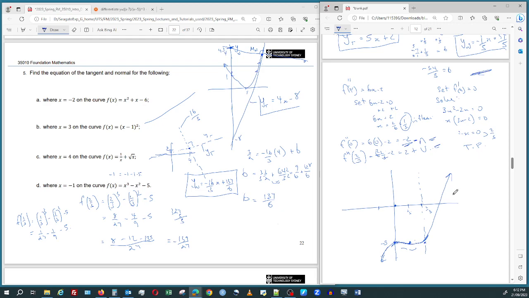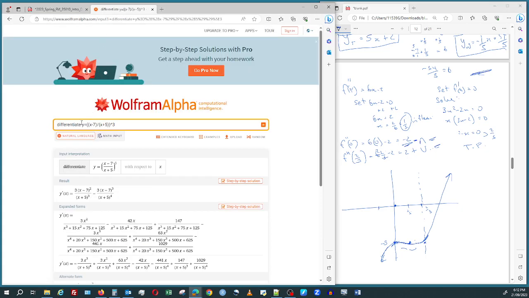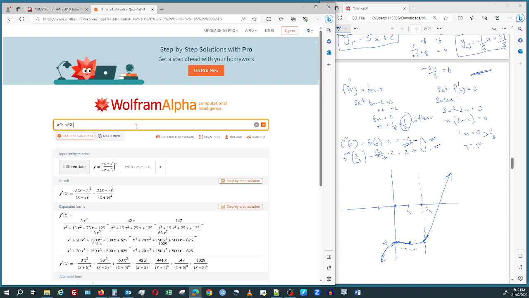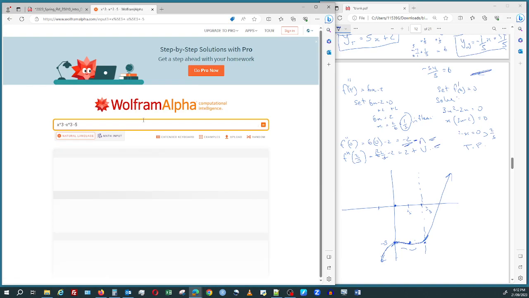So I didn't solve the equation for its intercepts. It's just that one thing. So, oh well, let's find out. This is the real test, isn't it? X cubed minus x squared. Don't want to differentiate it. X cubed minus x squared minus 5. Let's see what you look like.